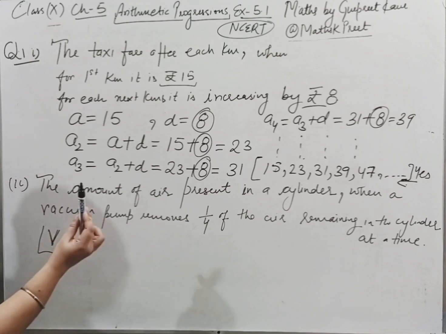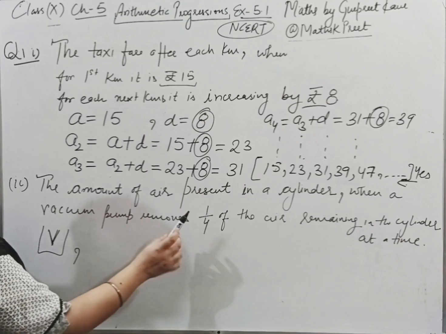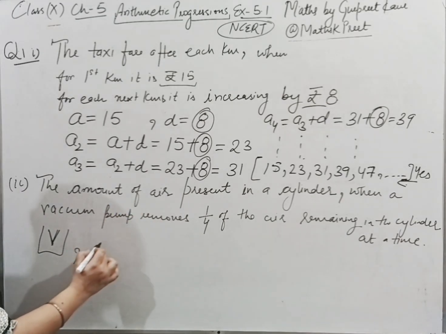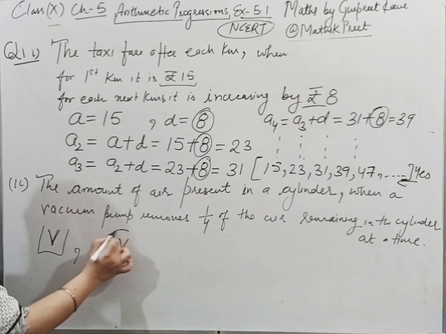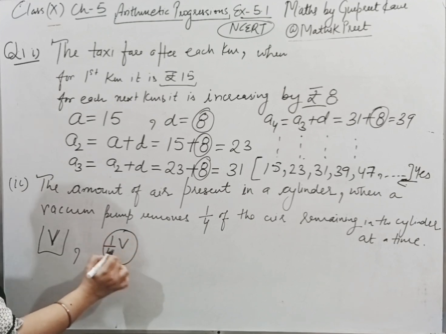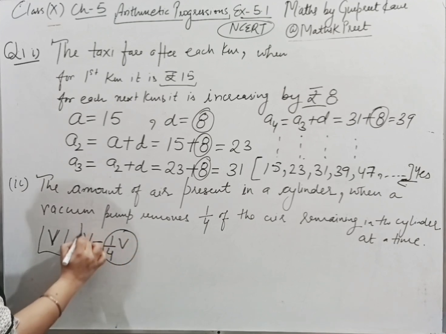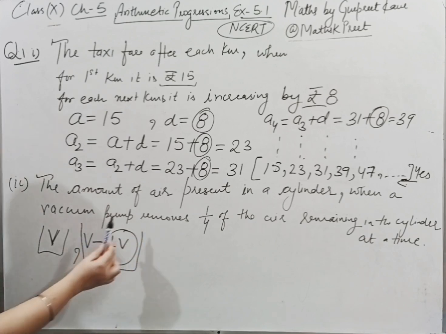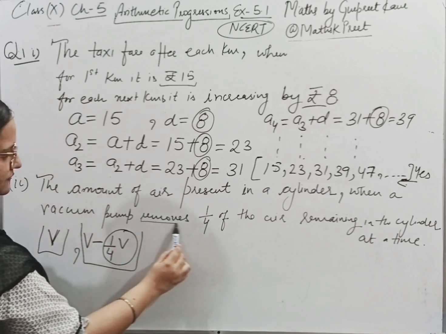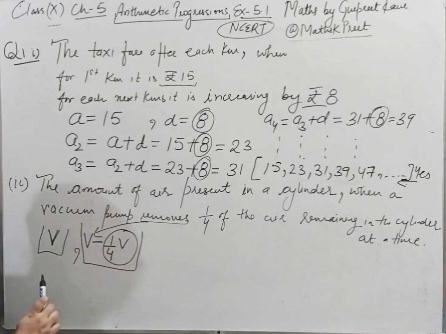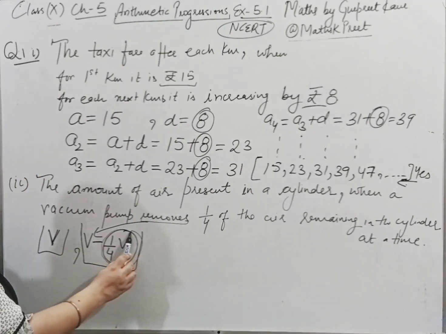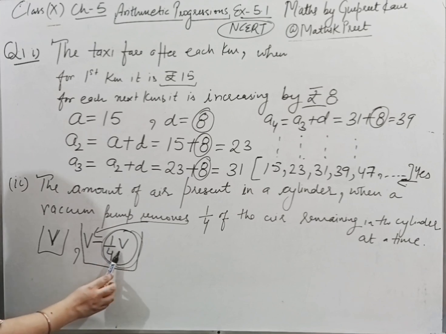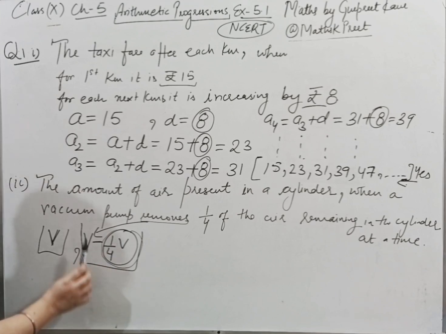So what is the pattern? The vacuum pump removes 1/4 of the air. So first we will check 1/4 of the air, and this part of the air we will subtract from the present part. Why? Because it is saying that the vacuum pump removes. Removes means we have to do this subtraction. 1/4 of the remaining air in the cylinder. Removing from what? From the present air. Fine.